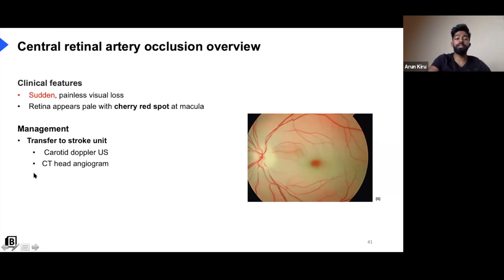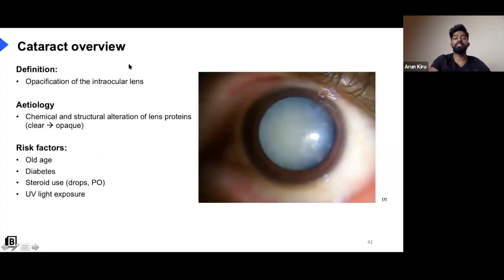Management, straight to stroke unit, because they need to investigate this. Is there a stroke that they need to break up or thrombolize? With these investigations.